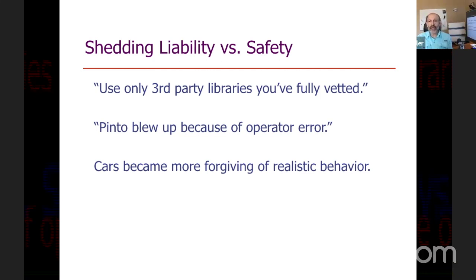Cars became more forgiving of realistic behavior over time. It doesn't mean people don't crash. It doesn't mean people don't get hurt. But they became more forgiving of realistic behavior. It was much easier to drive a car safely, and it was much easier to survive many accidents. And our industry needs to make that change as well. We should take more responsibility for the realistic behavior that our programmers engage in and what's necessary to help them help their users be safe.